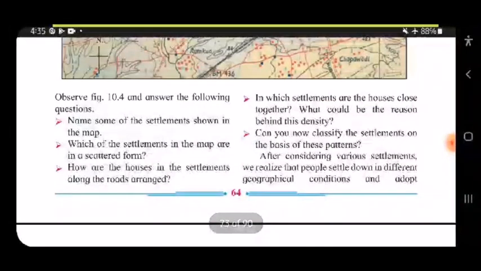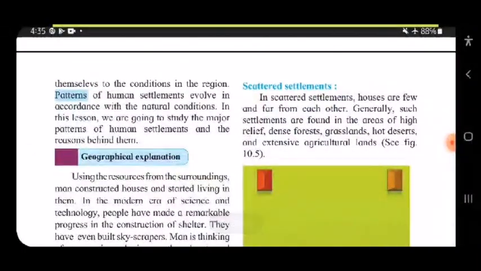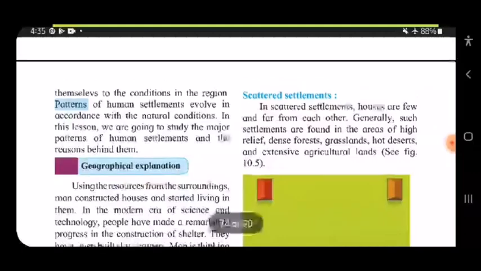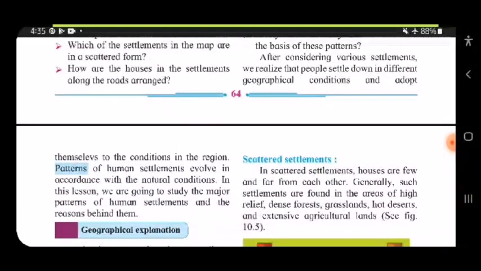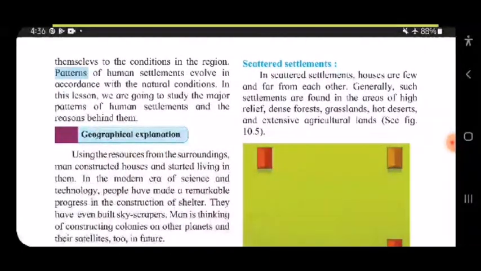Next. Can you now classify the settlements on the basis of these patterns? These different types of patterns we will learn further. After considering various settlements, we realize that people settle down in different geographical conditions and adapt themselves to the conditions in that region. How do people get settled down in different geographical regions? Because they have to adapt. They get adapted to that climate. Patterns of human settlements evolve in accordance with the natural conditions.